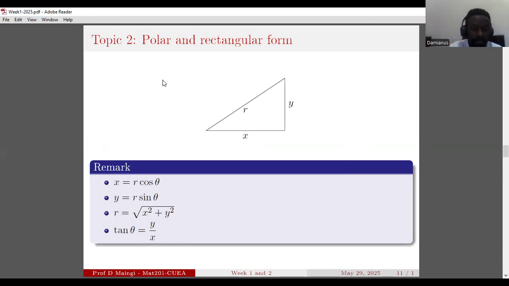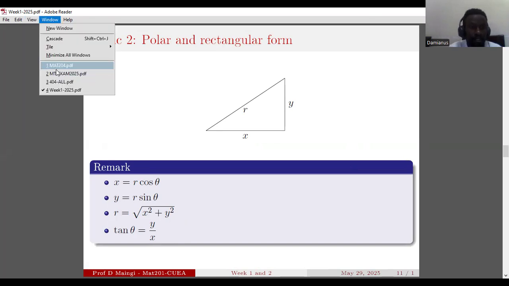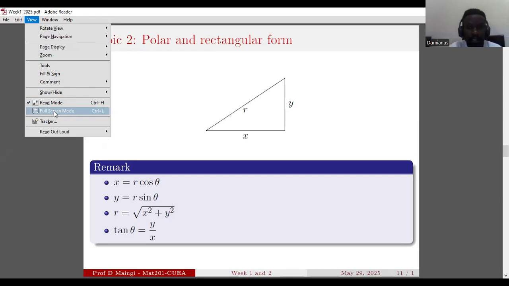Wait, how do you make it? Control L, full screen. There it is. Full screen. All right.